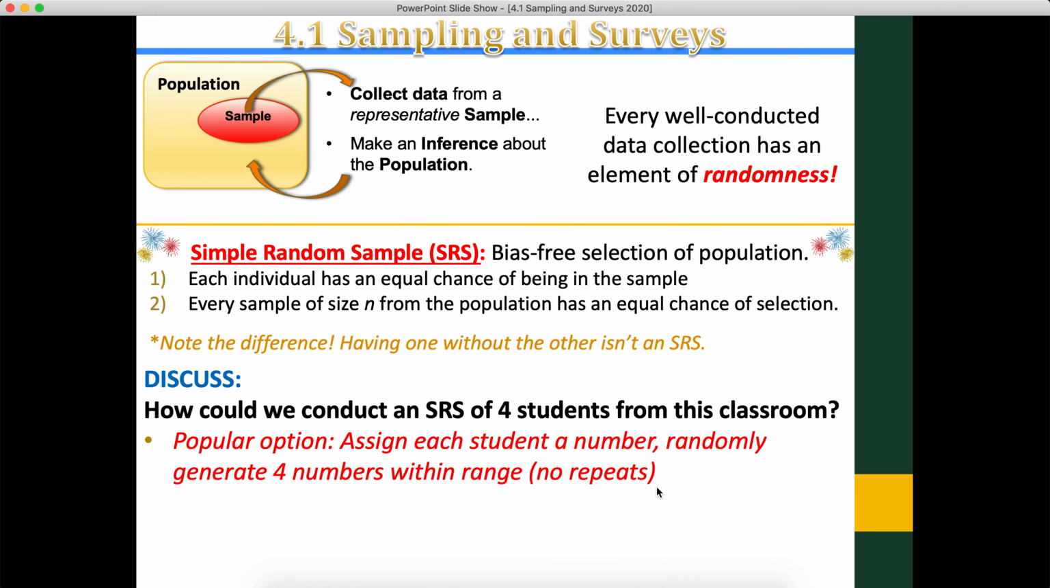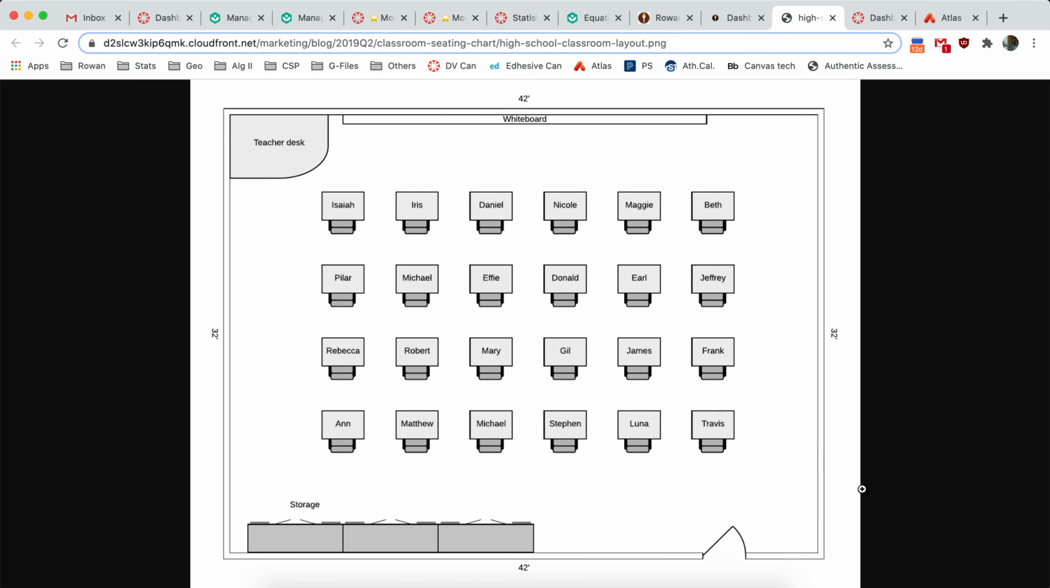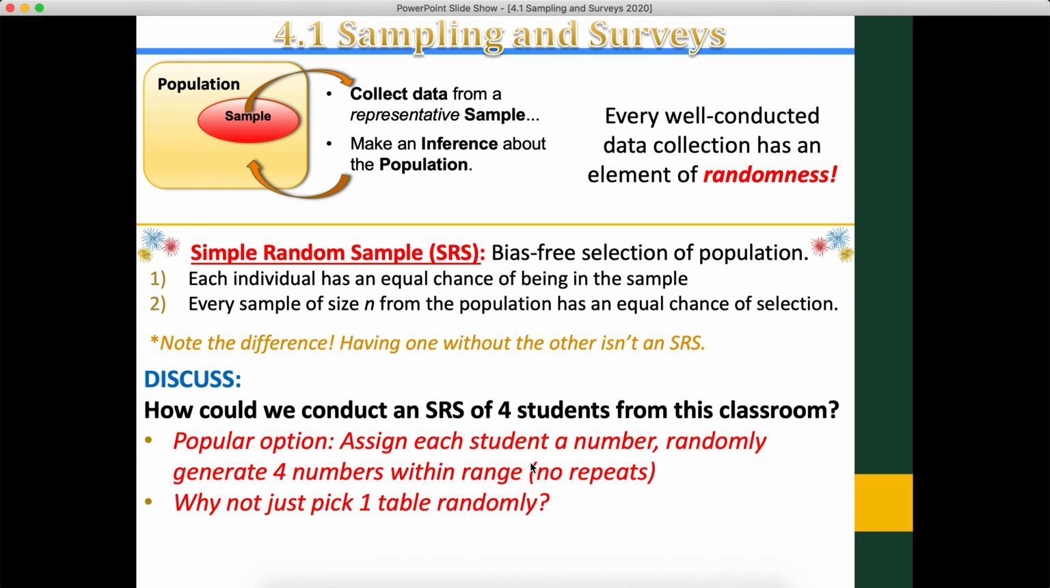Presumably one of the more popular answers would be to assign each student a number and then randomly generate 4 numbers within that range. So for instance, I would maybe have these guys count off 1 to 24. Then I would somehow randomly select numbers 1 to 24, and I would select 4 of them, ignoring any repeats or making sure that the process didn't have repeats in the first place. But then this might raise a new question. I could just say, why not just pick one table randomly? I kind of addressed that already. That was just more like a thinky question. It does violate rule number 2 of an SRS.